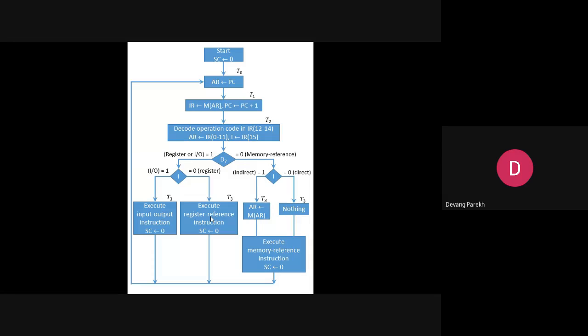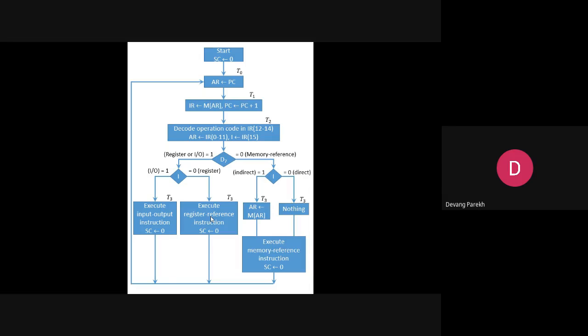When D7 is 1, I is 1 and T3 is 1, absolutely correct. At that time the IO instruction will be executed. Now, can anybody define at what time a memory reference instruction will be executed? When D7 is 0, I is 0 or 1, and T3 is 1, then it executes the memory reference.